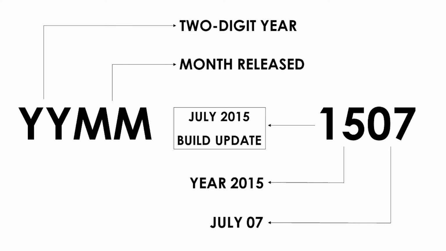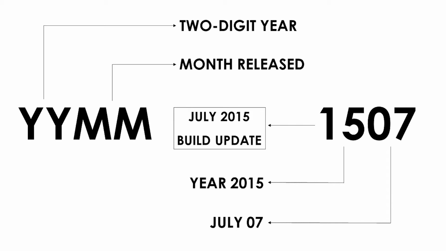Getting started, the mainstream builds of Windows 10 were initially labeled YYMM, with YY representing the 2-digit year and MM representing the month of planned release. For example, look here, we have version 1507, which refers to builds which initially released in July 2015. Here 15 stands for the 2-digit year and 07 stands for July.